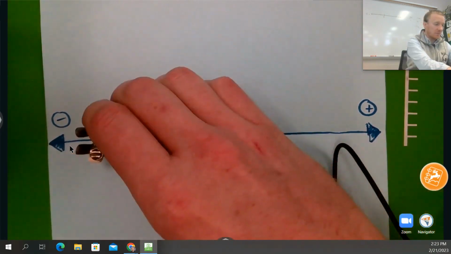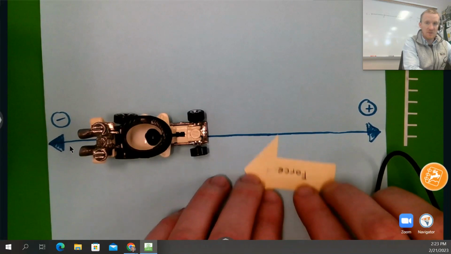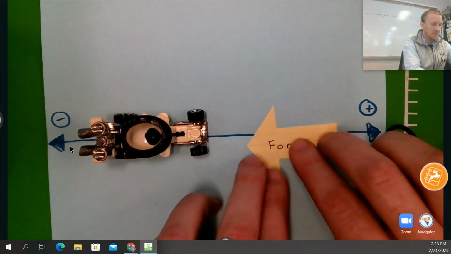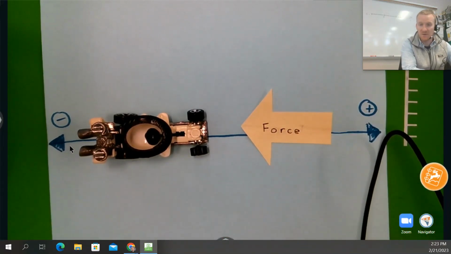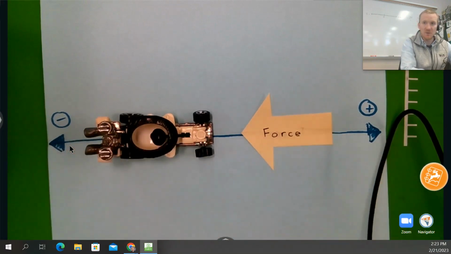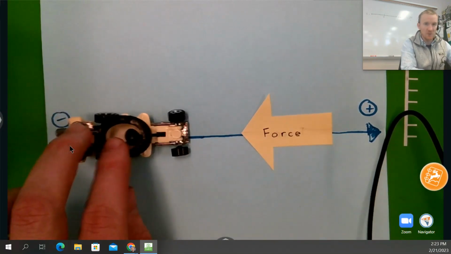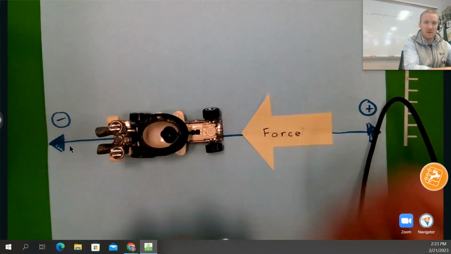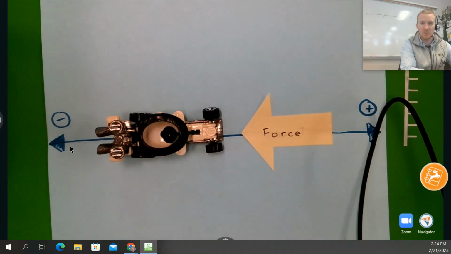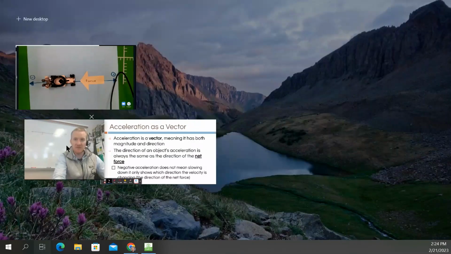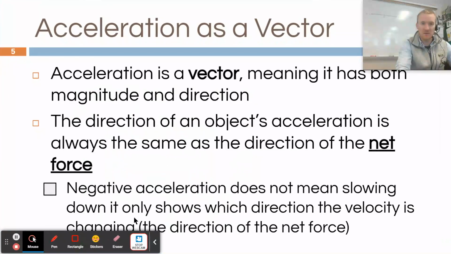And the flip is also true. Let's say we're going in the positive direction. We can experience a negative force or a negative acceleration. And if this is the case, we're going to slow down. If our car is moving in the positive, but we experience a negative force, we're going to slow down, a negative acceleration in this case. But remember, a negative acceleration doesn't always mean slowing down. And that's one of the key things that we wanted you guys to recall from our notes here. Negative acceleration does not mean you're slowing down. It only means that's the direction that your velocity is changing.